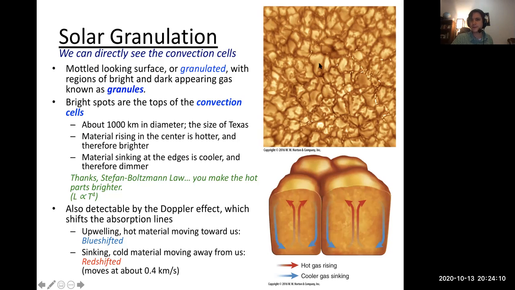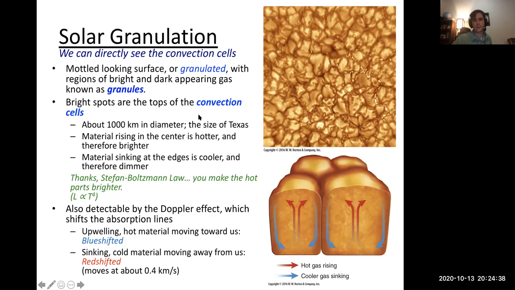And each one of these granules, the tops of these convective cells, is about the size of Texas. They're about 1,000 kilometers in diameter. So that's a Texas, that's a Texas, that's a Texas. They look really small on the surface of the sun, but the sun is huge. So each one of these is actually quite large by terrestrial, Earth-based standards.